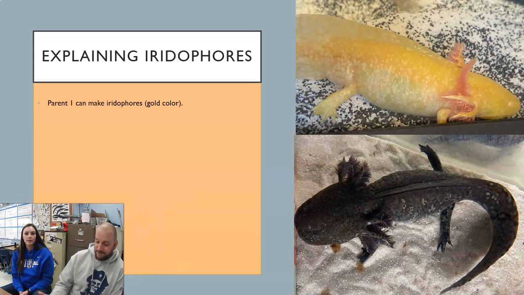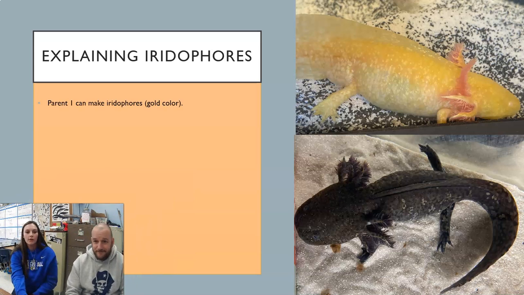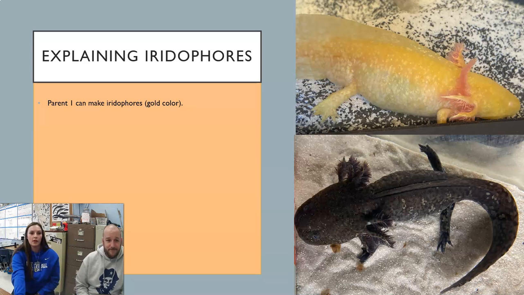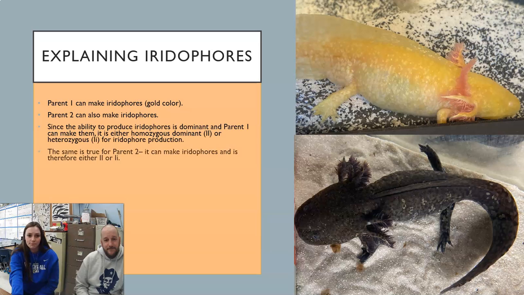All right, so now we have to look at iridophores, right? So our first parent can make iridophores, right? We have that golden albino. We know that that's what they can make. And our second parent can also, right? Wild types make both that melanin and the iridophores, so we're clear on that.